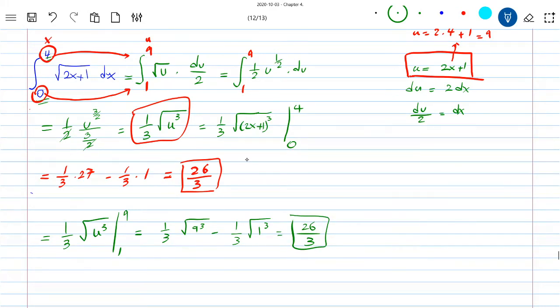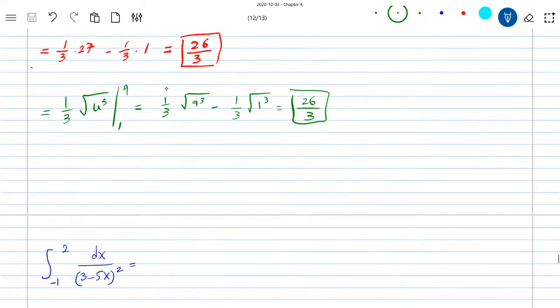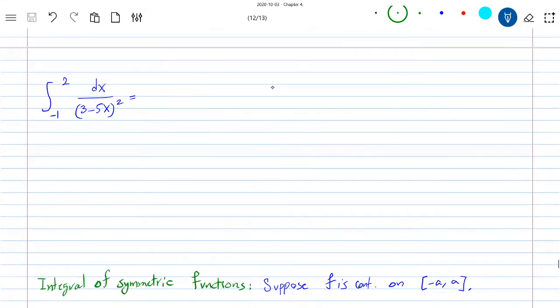So if you're dealing with boundaries, it's not necessary to go back to the original function, but you need to update your boundary for the variables that you're using. Instead of x, we're using u, so I update the boundary for u. I'm going to use that to do the next example.